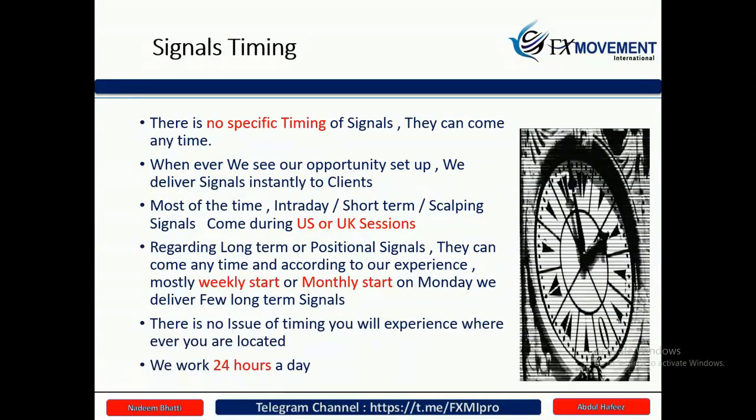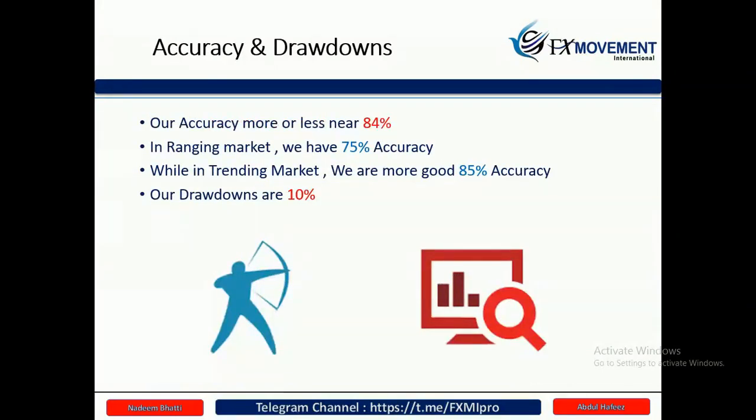Accuracy and drawdowns are very important. Our accuracy more or less lies near 84%, but in ranging markets we have 75% accuracy, somehow due to irritation, noise and chaotic movements, while in trending markets we are better, at around 85% accuracy.